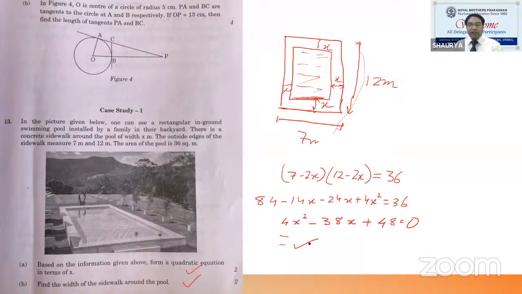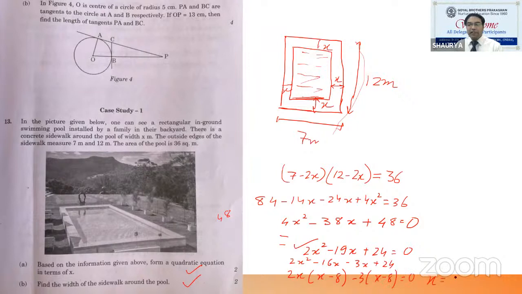So we can take a common factor of 2 out of it. So it is 2x square minus 19x plus 24. Now we need to split this middle term. It comes as 48, 16 threes are 48. So it becomes 2x square minus 16x minus 3x plus 24. Taking 2x common, it becomes x minus 8, minus 3 common, x minus 8 equal to 0. We would get the values of x as 8 and the other value would be 3 upon 2.